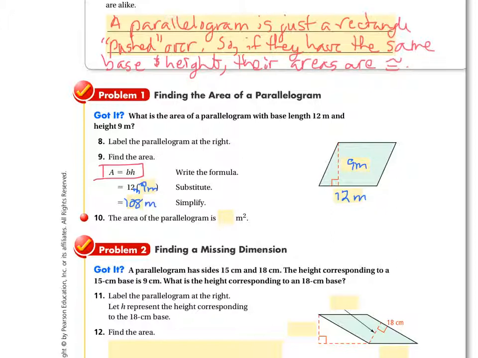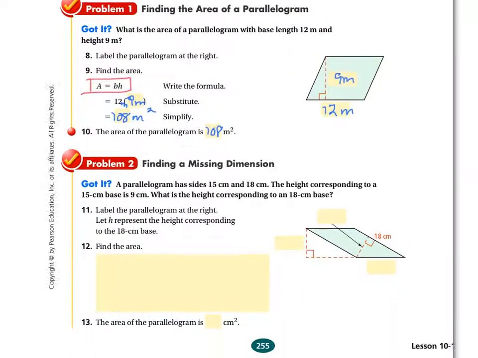Meters squared. That's going to help you figure out your units of measure, because your units of measure are important in area, surface area, and volume. You can't forget those. So therefore, the area of the parallelogram is 108 square meters. So that one's just simple.